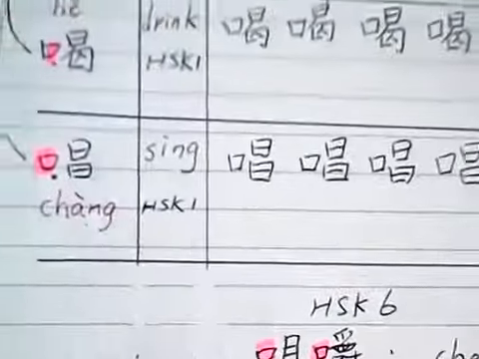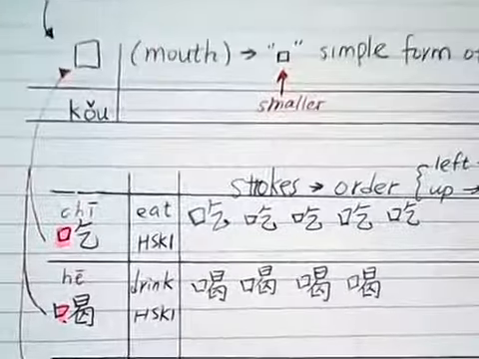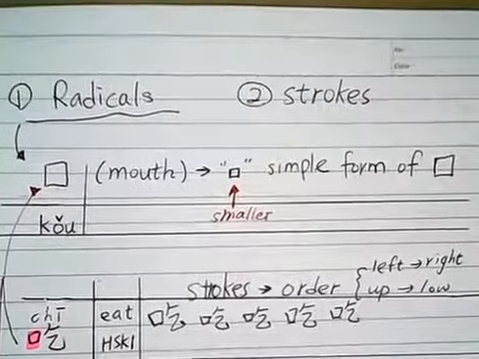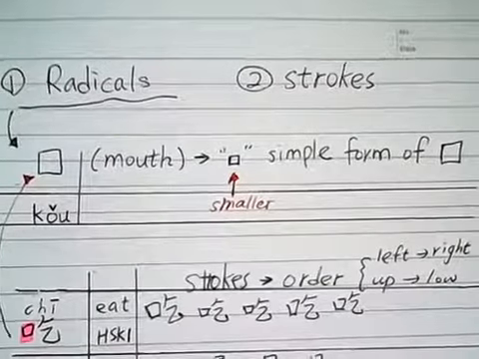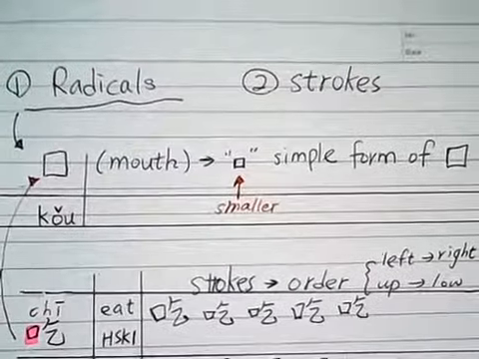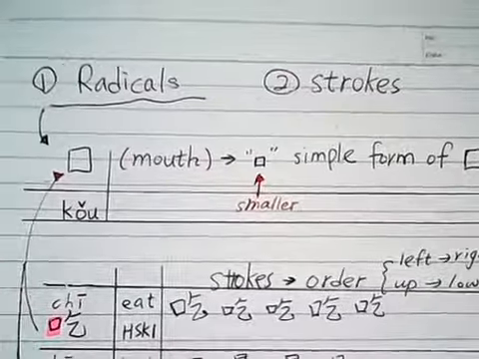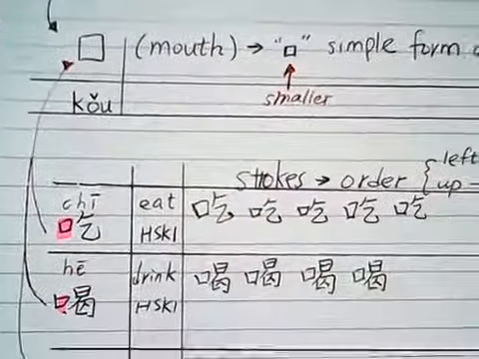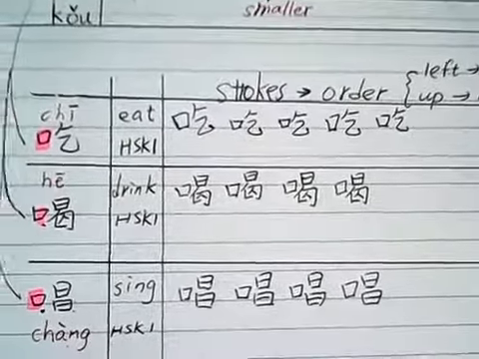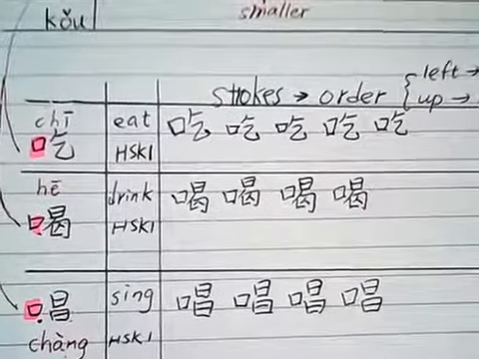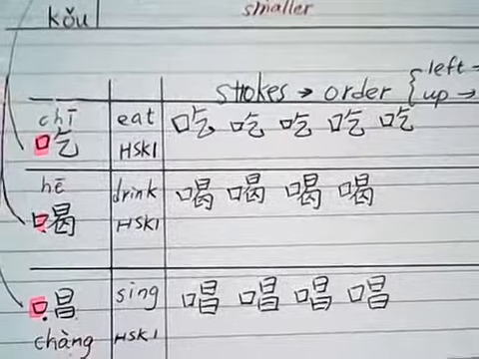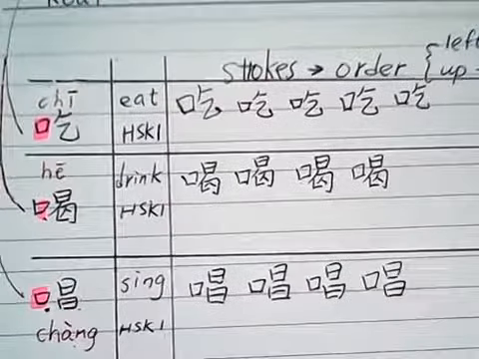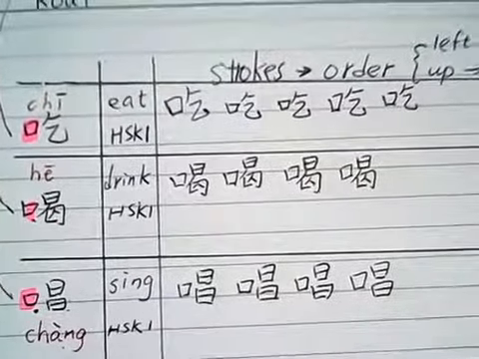So viewers and watchers, that's all for today. And today we are talking about a new radical here, which is 口. And we also learned 3 words related to the radical 口. And if you want to write a simple form of 口, remember to write it smaller in the word, okay? So the 3 words we learned today from HSK level 1 are 吃, and another is 喝, drink, and the other is 唱, sing.